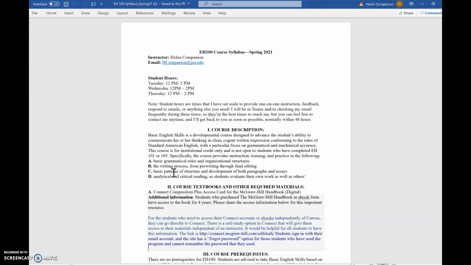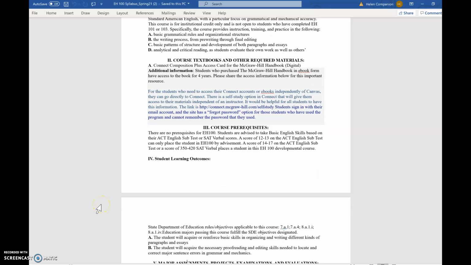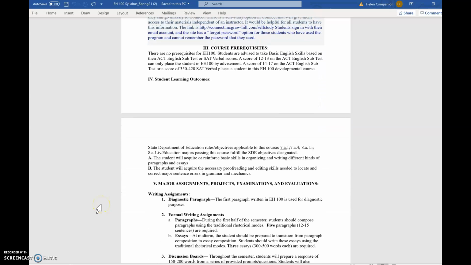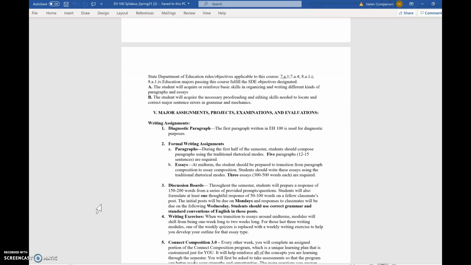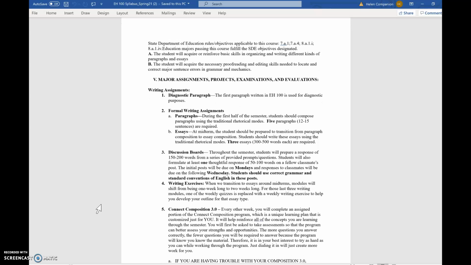You will need the Connect Composition Plus Access card for the McGraw-Hill Handbook. If you need to access your Connect account outside of Canvas, you can go directly to Connect from here. We'll talk more about what that is in just a second. There are not any prerequisites for this course. Your outcomes are that you will acquire or reinforce basic skills in organizing and writing different kinds of paragraphs and essays, and will acquire the necessary proofreading and editing skills needed to locate and correct major sentence structure, grammar, and mechanics.